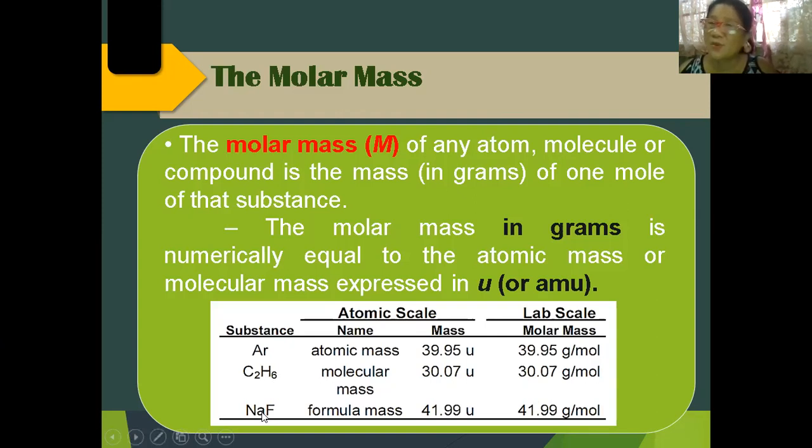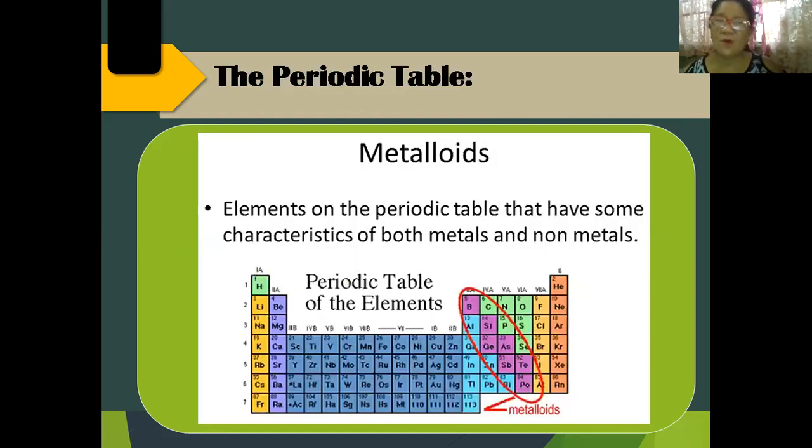Sodium has 23, chlorine is also there, like that. Its molar mass is 49.99 grams per mole. Oh, I forgot to tell you that everybody should have a commercial periodic table so that you will have no difficulty in looking into the atomic number and the atomic mass. Okay, so that is for the molar mass.